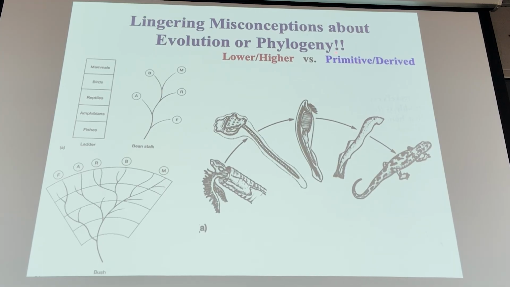Lower or primitive simply means that they show more primitive characteristics, that are older characteristics, where derived show more recent changes to body form. But you'll see them in text, you'll see them in papers. They use lower and higher, primitive and derived, basal and derived.